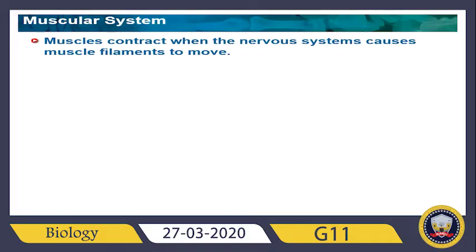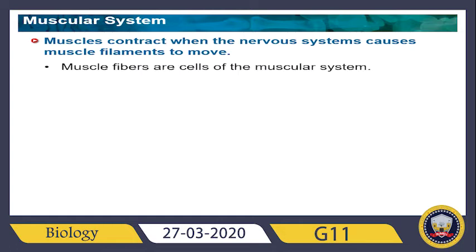Hello. In today's session, we're going to explain how the nervous system causes the muscle filaments to move. Good. The muscle fibers are cells of the muscular system. The muscular system is composed of muscles. These muscles are composed of muscle fibers.